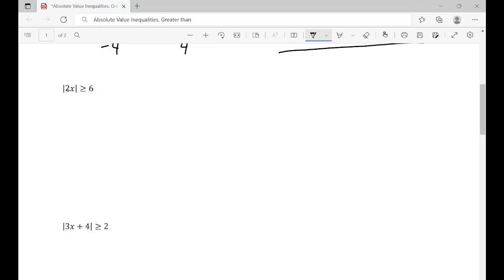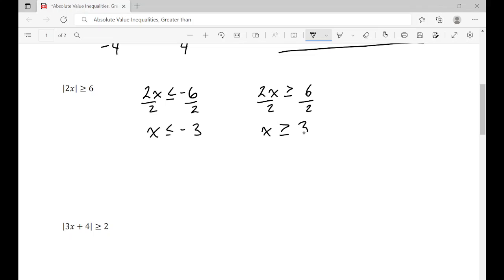Next, we have the absolute value of 2x is greater than or equal to 6. So again, the absolute value is already by itself, so let's separate into two separate inequalities. 2x is less than or equal to negative 6, and 2x is greater than or equal to positive 6, not negative, positive 6. So solve each one individually, divide by 2. x is going to be less than or equal to negative 3, and divide by 2 here. x is going to be greater than or equal to positive 3.